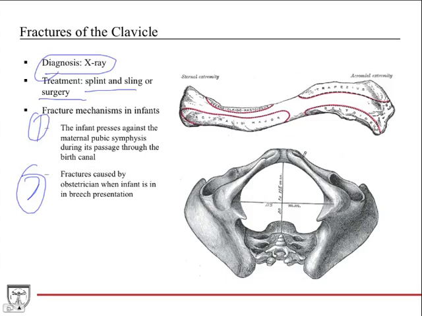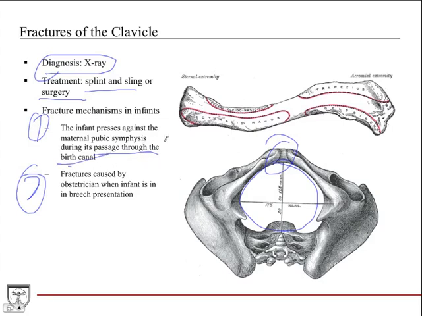One is during birth. The preferred position is that the infant comes out head first, and when they're coming out, their shoulder can actually get caught on the pubic symphysis, which is this fibrocartilaginous joint connecting the two hip bones here. This is an inferior view of the pelvis, and this would be the opening of the birth canal. They can get pressed against that, and that can actually fracture the infant's clavicle during passage through the birth canal. So that's one mechanism.